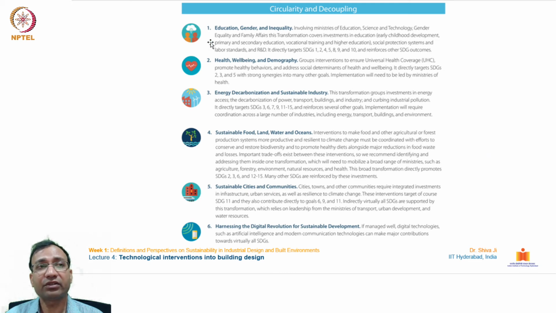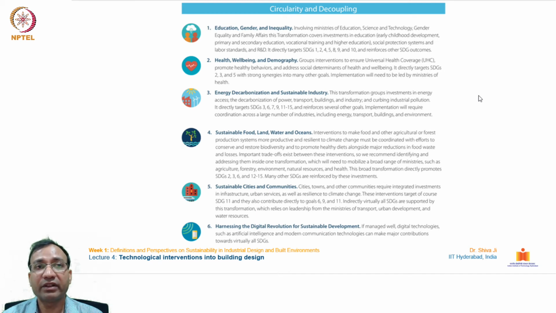In the first head, education, gender and equality, it involves ministries of education, science and technology, gender equality and family affairs. This transformation covers investment in education, early childhood development, primary and secondary education, vocational training and higher education, social protection systems and labor standards, and R&D. It directly targets SDGs 1, 2, 4, 5, 8, 9 and 10 and reinforces other SDG outcomes. As you can see, the focus is primarily on education, gender equality, and removing inequality in society.